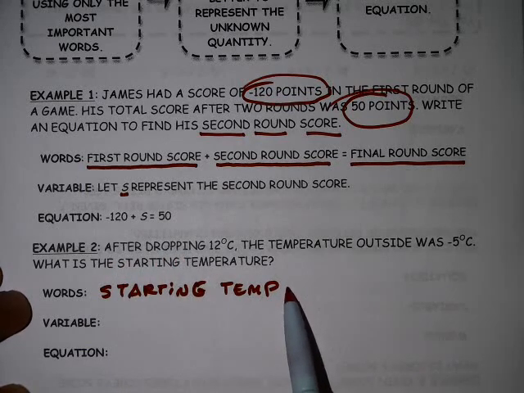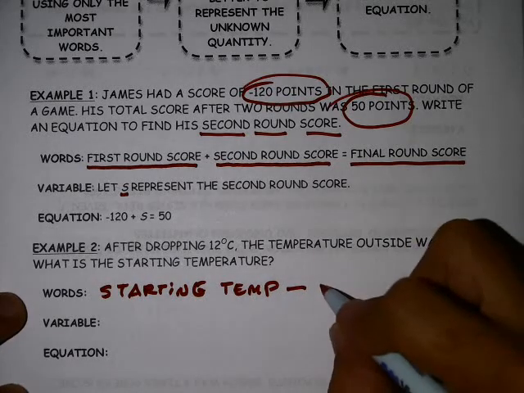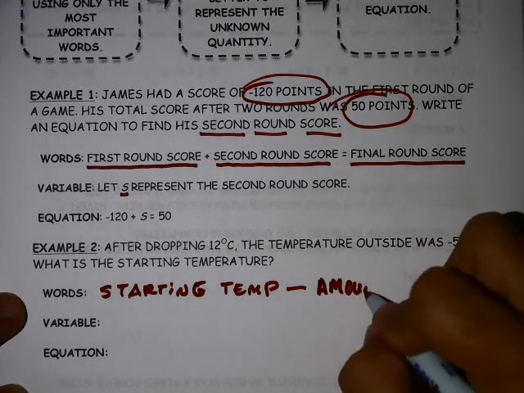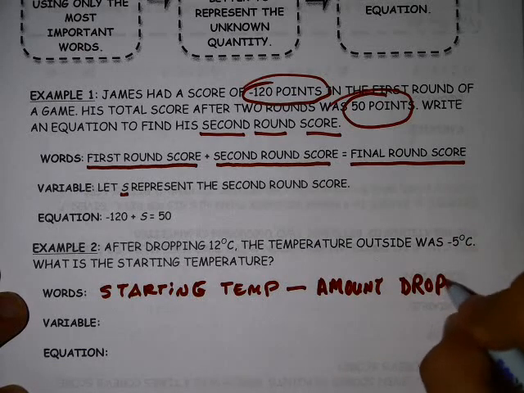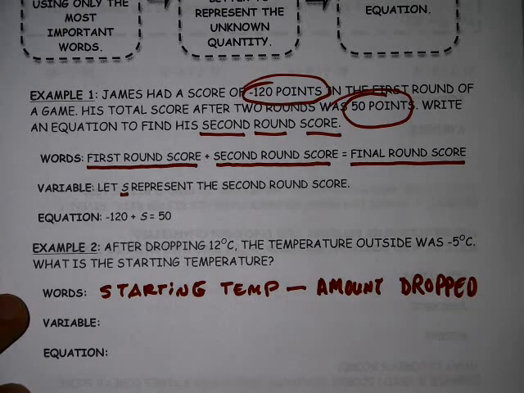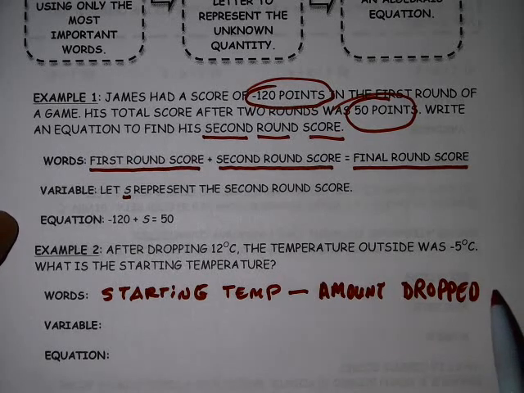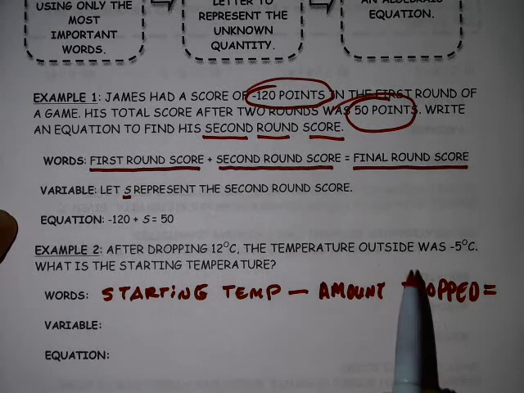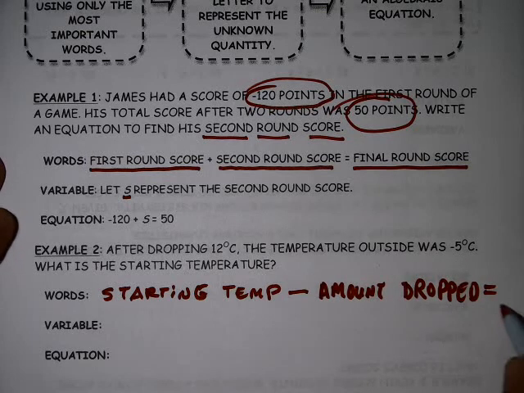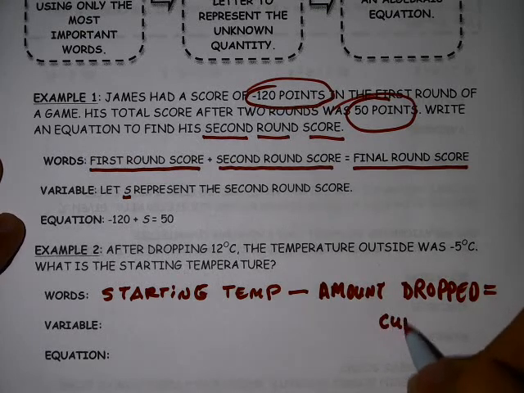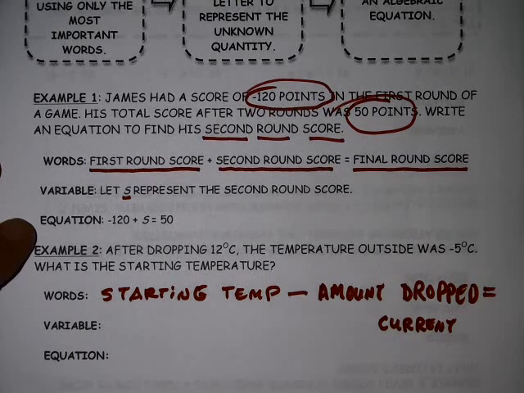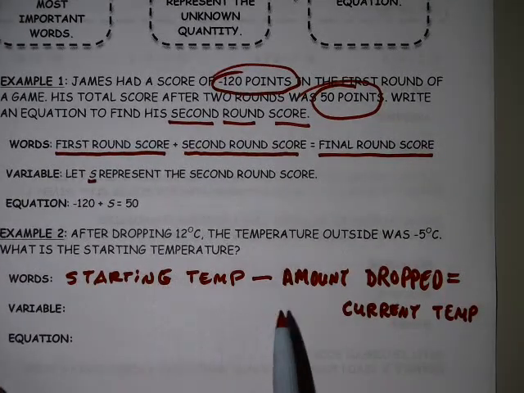After dropping, well, we should know that is a negative, and then we're going to put the amount dropped. That's the second thing. So our starting temperature minus our amount dropped, and we know that that gave us the current temperature, which was -5. So I'm going to write this below. We're going to write current temp. Okay, so the starting temperature minus the amount dropped, and that gives us the current temperature.